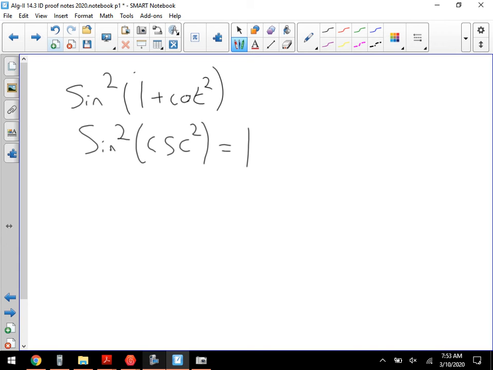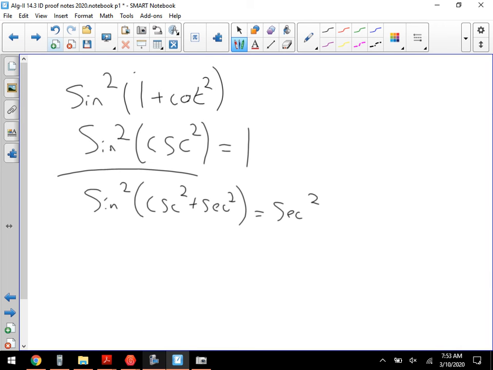32 is very similar to that. You have sine squared, you have cosecant squared plus secant squared. We want to make sure that this equals secant squared. So in this case, you're going to want to do your distributive property. You wind up with sine squared times cosecant squared plus sine squared secant squared. Well, sine times cosecant is always going to be 1. So sine squared times cosecant squared is also 1.